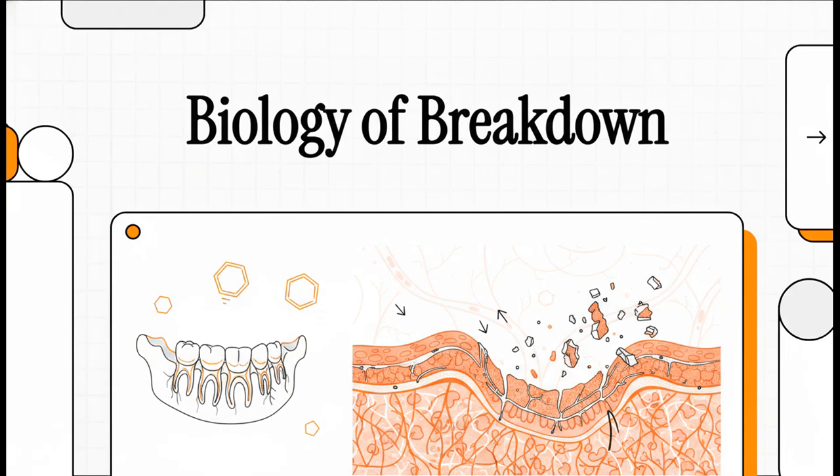Welcome to This Explainer. Today, we're unpacking the fascinating biological mechanisms behind exactly how diabetes accelerates the destruction of periodontal tissue. If you've ever wondered how a systemic metabolic condition manages to specifically target the gums and bones in our mouth so aggressively, well, you're exactly in the right place. We are going to break down the science step by step.